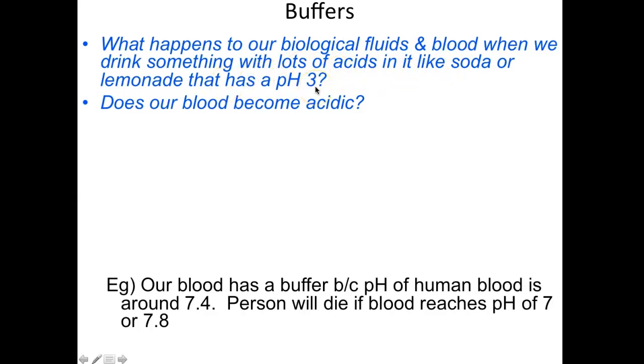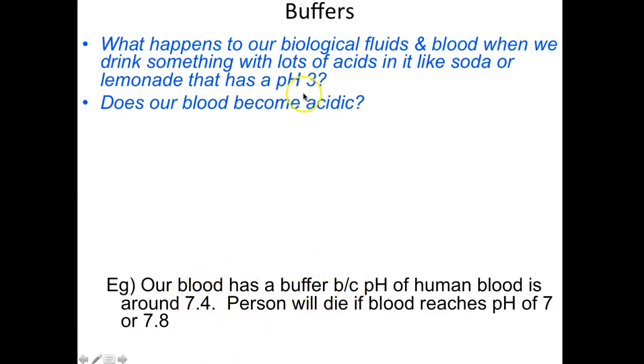If you drink a glass of lemonade that has a pH of 3, your blood has a pH of 7.4. What's going to happen to the pH of your blood? Is it going to go down because you're just dumping a bunch of acid into your body? No, it doesn't. It remains at 7.4. Why? Because we have a buffer in our blood.